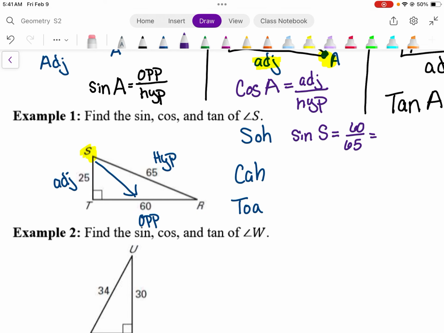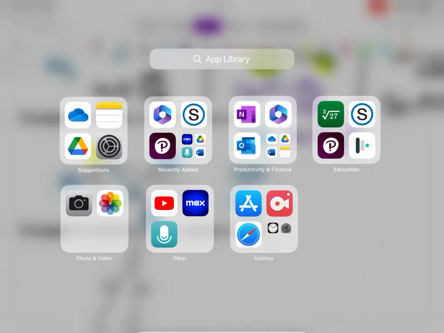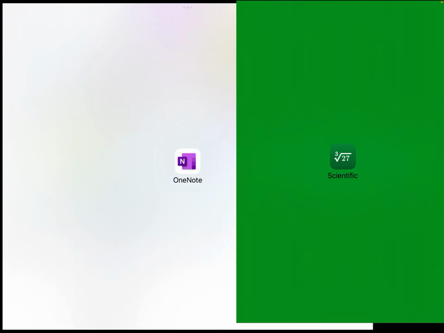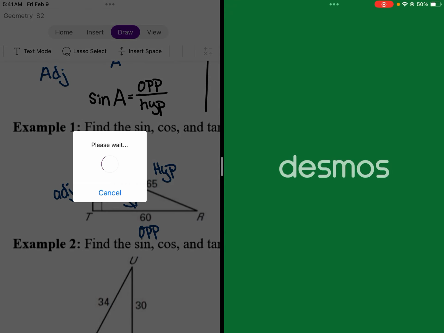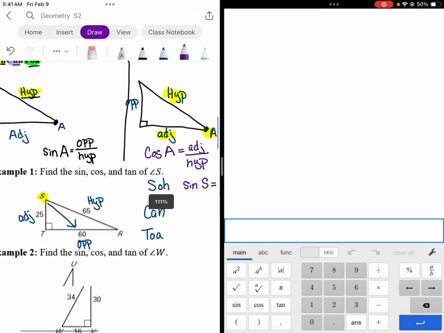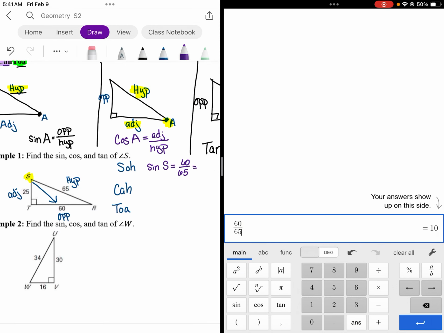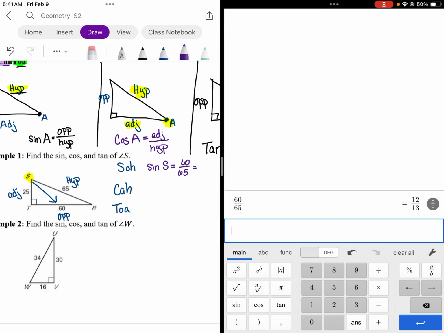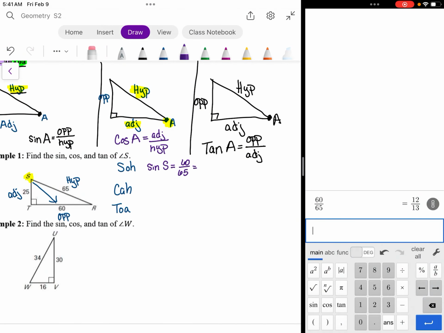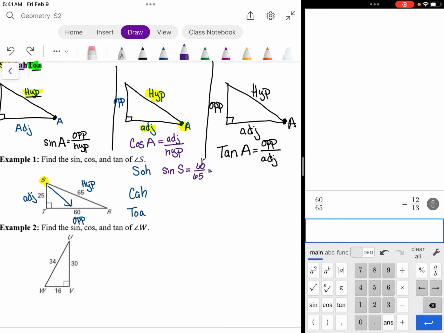And with these problems, you do want to simplify your fractions. You can use a calculator to do it for you, or you can just simplify them yourself. 60 over 65, those both can be divided by 5, and we would get 12 over 13. And that would be our sine of angle S. And we're going to leave them as fractions when possible.